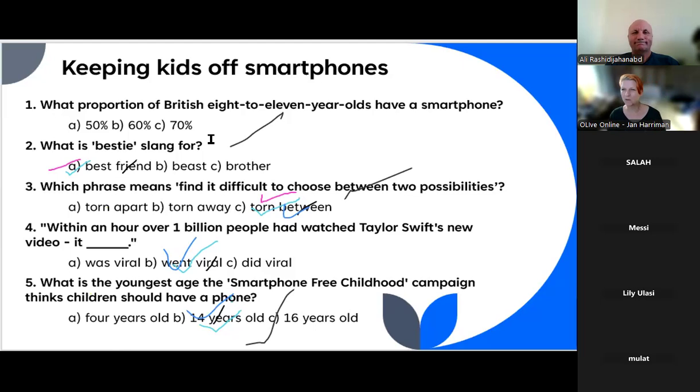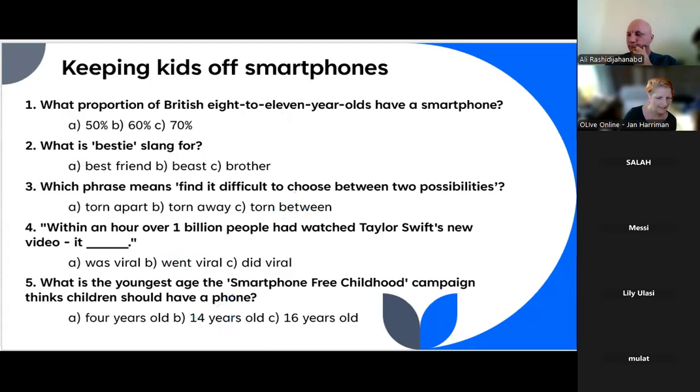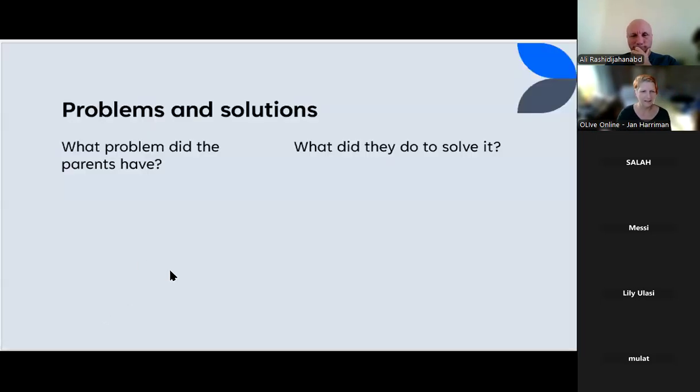So let's now take this issue. We've got problems and solutions. Let's talk about that. All right. Okay. Clear the screen so we can do more annotating. Oops. Where did it go? Come on. There we are. So let's think about, so what were the problems that the parents were faced with?